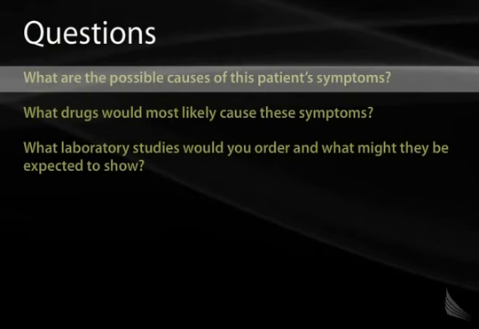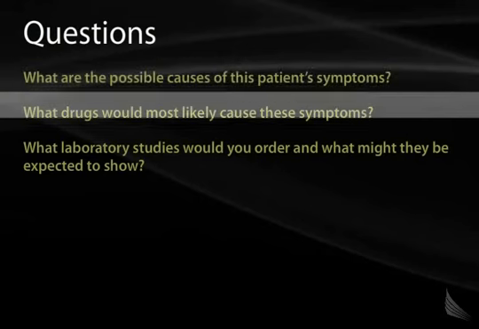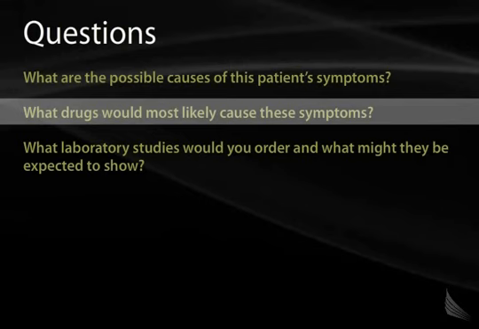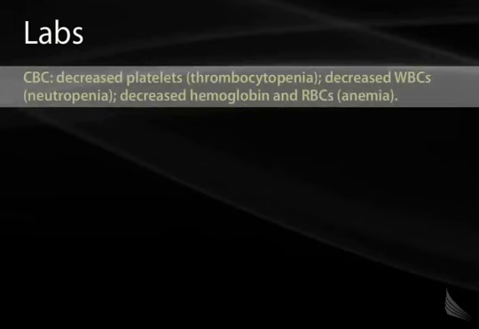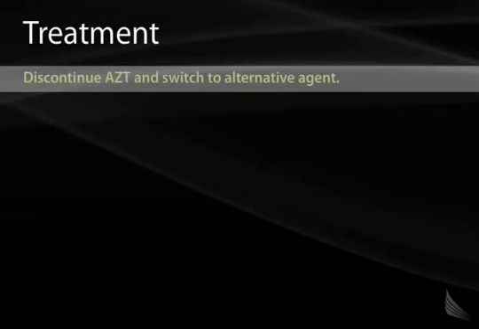What are the possible causes of this patient's symptoms? Which medications which might have been started by this infectious disease doctor would have most likely caused these symptoms? And which studies would you order, and what would you expect to show? The labs that were drawn for this patient showed a complete blood count with decreased platelets, decreased white cells, and decreased hemoglobin and red cell count. So we call this a pancytopenia. The treatment for this would be to discontinue AZT, which was most likely causing this bone marrow depletion, and switch to another anti-HIV drug.